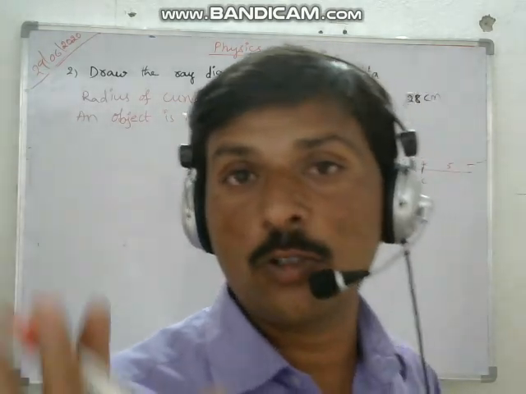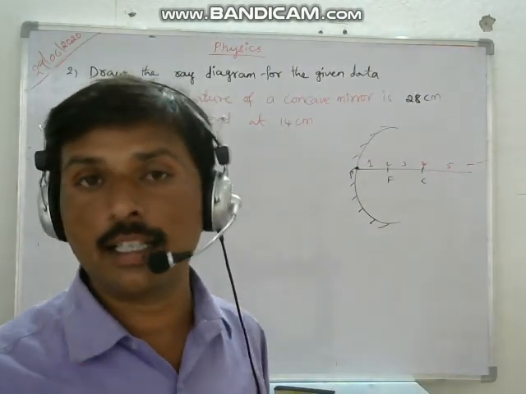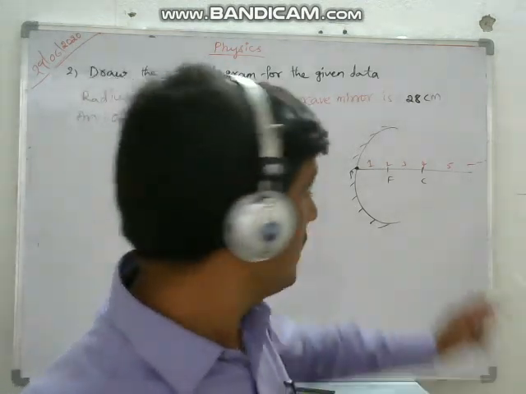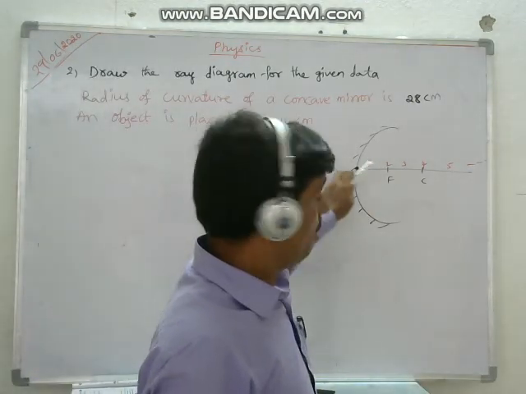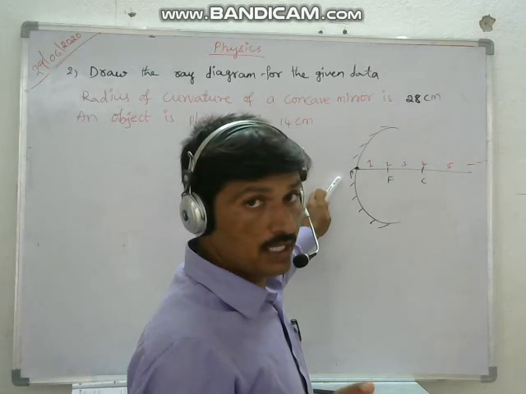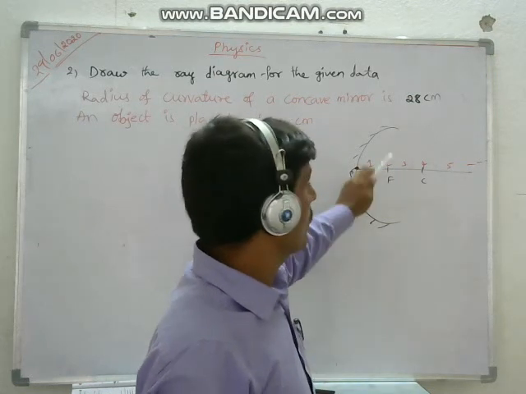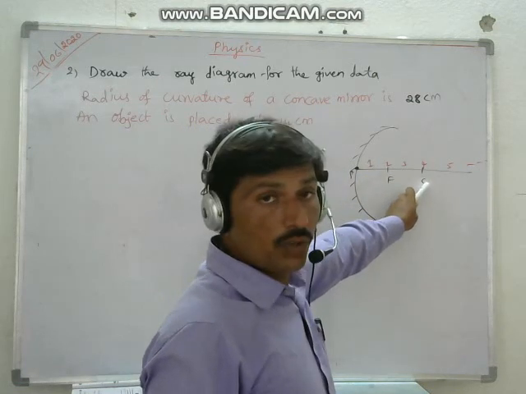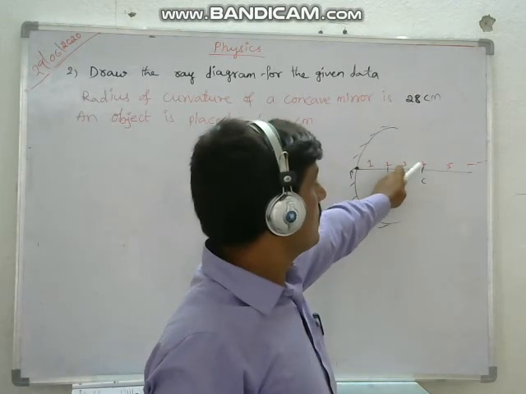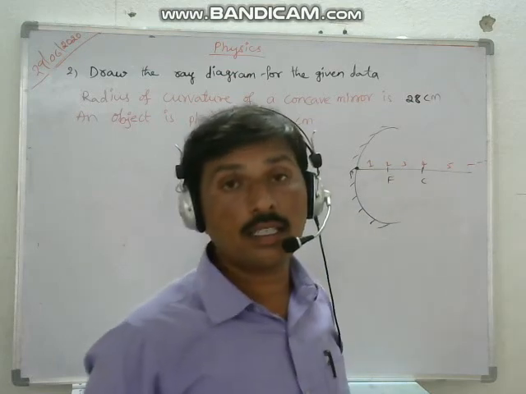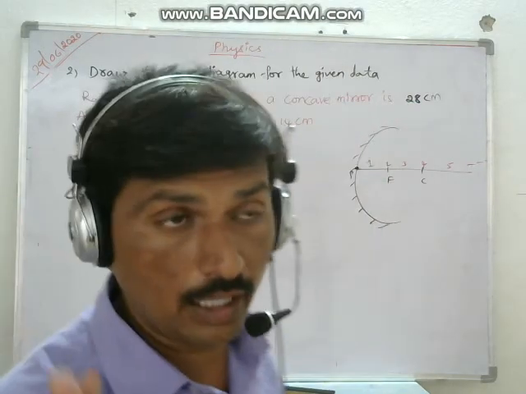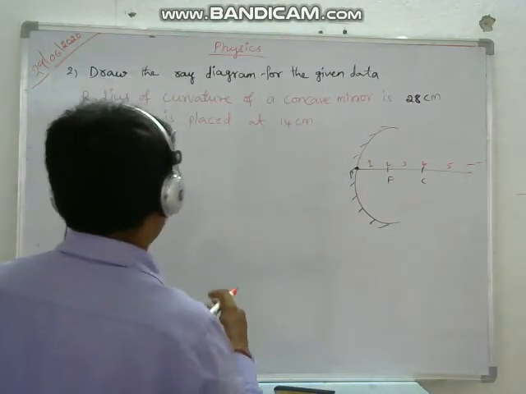You remind children, to place the object in front of a concave mirror, we have 6 positions. The first one is between P and F. Second position is at F. Third position is between F and C. Fourth position is at C. Fifth position is behind C. Last position is at infinity. Okay, you reminded children. Now we are going to the data.